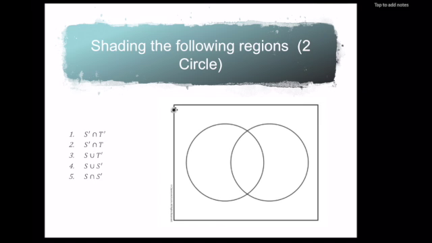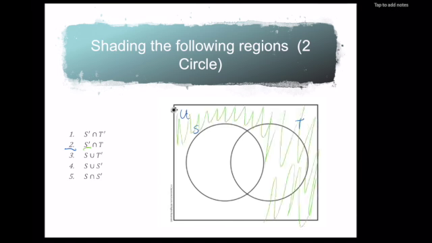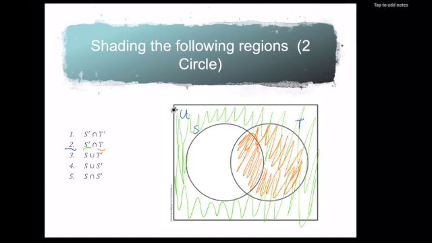I've got my universal set. I've got S and T, and let's work on problem 2. So problem 2 is S complement intersect T. So where is S complement? Let's go ahead and highlight this in green. So S complement, right, that's everything that's not in S. And then T is everything that's in T. So let me just highlight T.